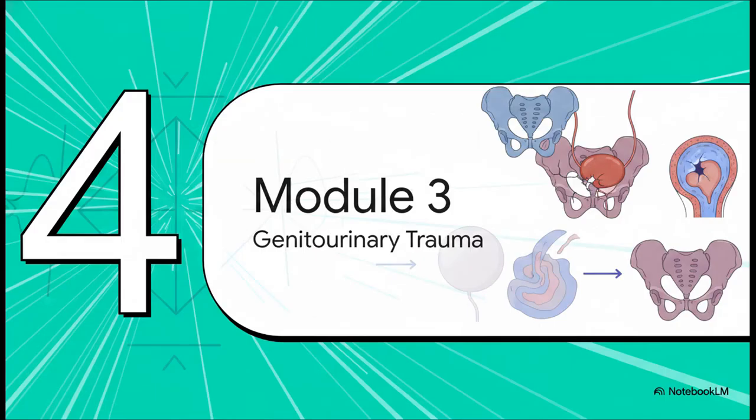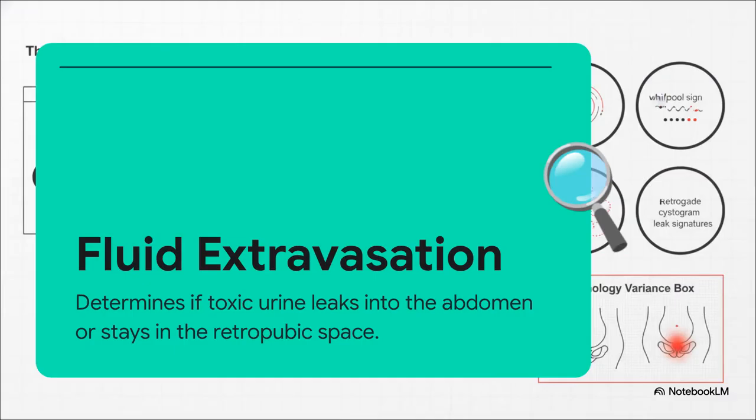Module 3, Genitourinary Trauma, Bladder Wall Rupture Kinetics. We are moving straight into the trauma bay now, where high-speed physics meets human tissue. The first principal concept that dictates your surgical decision-making here is intraperitoneal versus extraperitoneal fluid extravasation. The anatomical location of the bladder tear completely determines whether toxic urine is leaking freely into the sterile abdominal cavity or if it's safely confined down in the retropubic space of the pelvis.